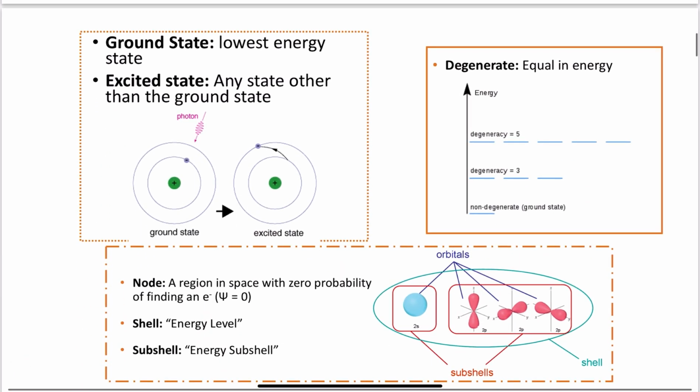So some terms we have to know. Ground state and excited state. What do we mean by these? Ground state is just that. It's your lowest energy state. It's the electrons are in their most stable state. They don't have any extra energy. It's just where they're going to reside.